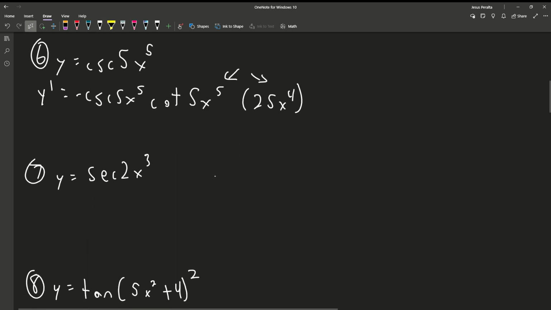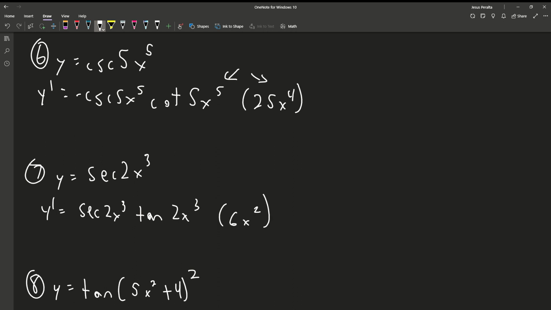I'm not saying all of that, P. That's too much. Okay, right here, this is going to be secant x tan x. It's going to be secant 2x and then tan 2x cubed times 6x squared. Boom! You just move it to the front.